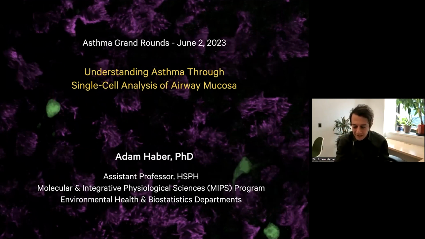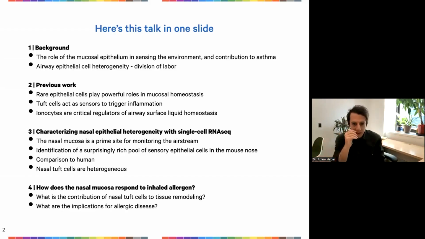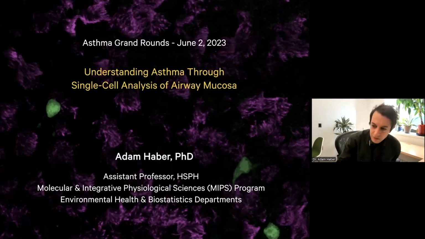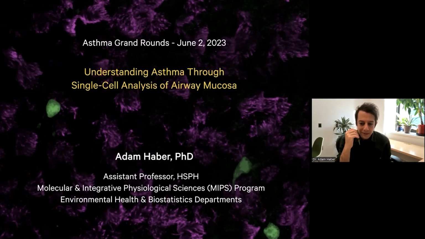I'm glad to be here for Asthma Grand Rounds, and I wanted to provide the whole talk on this first slide to give an overview of what I'm going to talk about. But I guess I should introduce myself. I'm an assistant professor at HSPH at the Chan School of Public Health in the Environmental Health Department. My program is called Molecular and Integrative Physiological Sciences. I'll talk about this a little bit more, but we use a molecular lens to understand environmentally mediated disease. In particular, my lab is focused on asthma.